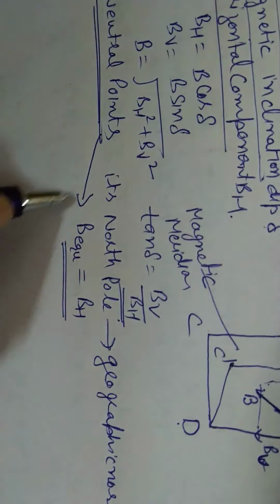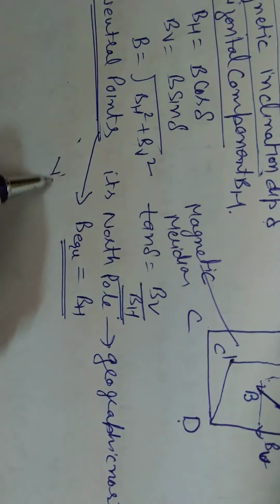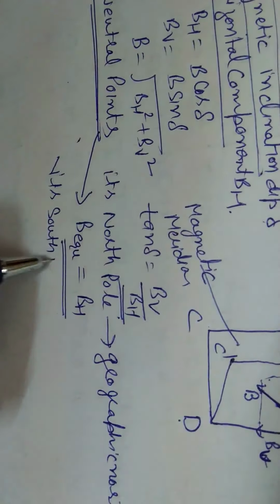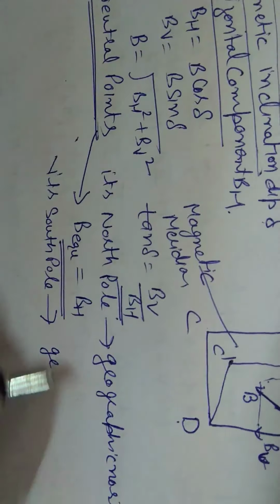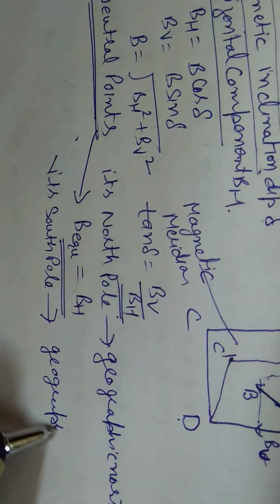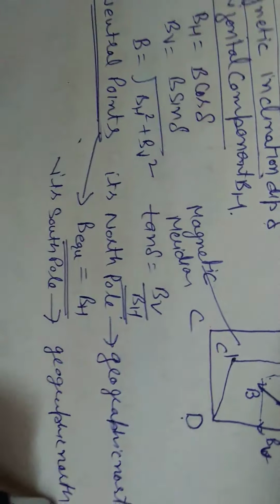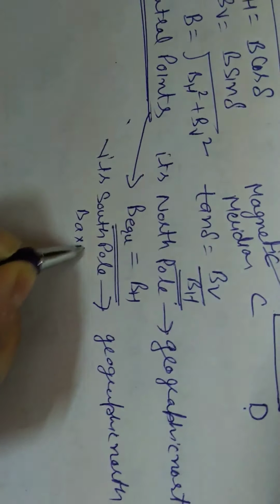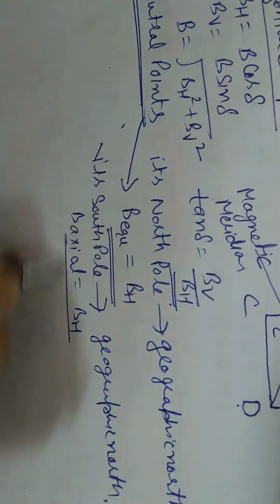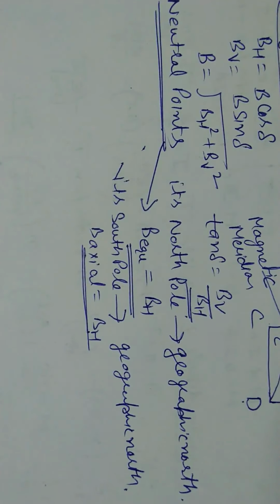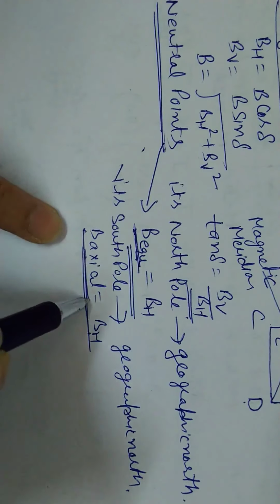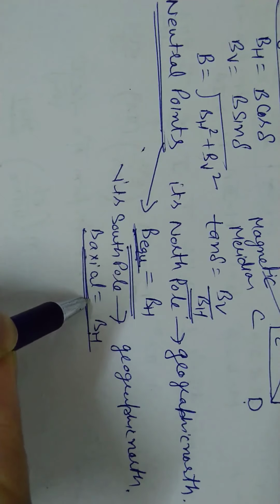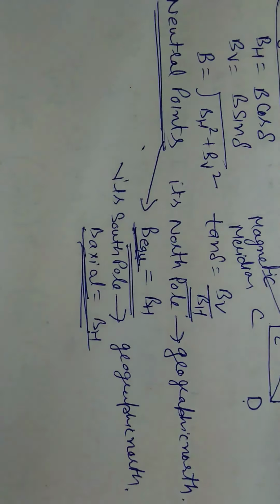And when the magnet is placed with its south pole towards geographic north, then where do we get the neutral point? On the axial line of this bar magnet. So we have to remember this, we know the equatorial magnetic field and axial magnetic field. So this is all about our Earth's magnetism and the magnetic dipoles. Okay.